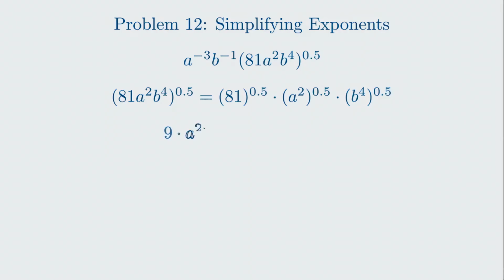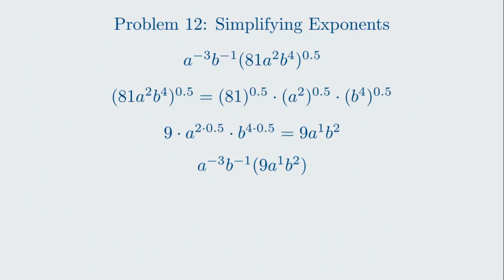For the variable terms, we multiply the exponents. So a squared raised to the 0.5 is a to the power of 2 times 0.5, which is a to the first. And b to the fourth raised to the 0.5 is b to the power of 4 times 0.5, which is b squared. So the second part of our expression simplifies to 9a squared b squared. Now we can multiply this back by the first part of the expression. This gives us a to the negative 3 times b to the negative 1 times 9a squared b squared.